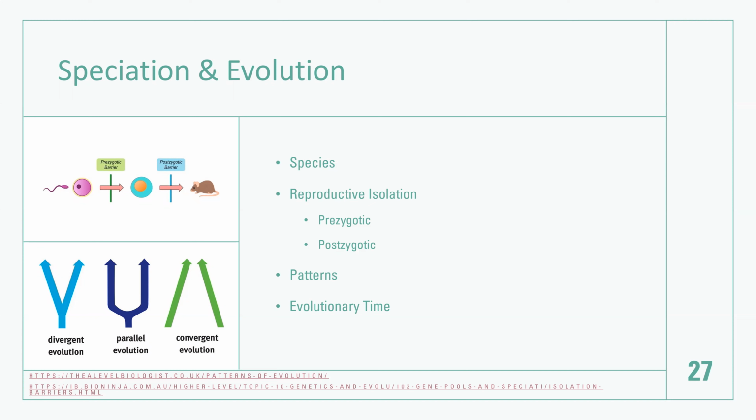Another postzygotic barrier is sterility. And sterility means, like a mule, you can't reproduce even if you are able to mature all the way to adulthood. So these are two ways that two populations of the same species can become isolated and eventually turn into different populations.